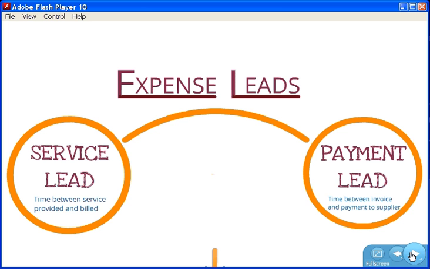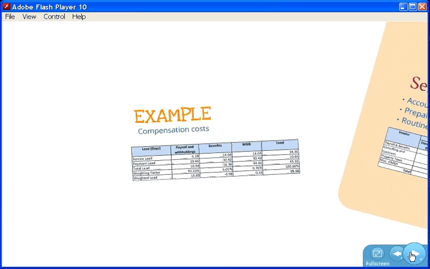Once we've done the revenue lags, we move on to expenses. Expense leads is somewhat simpler because there's only the service lead and also the payment lead, which is the equivalent of collection. So service is the time between when service is provided and billed to you, and the payment lead is basically the time it takes for you to pay your suppliers and vendors.